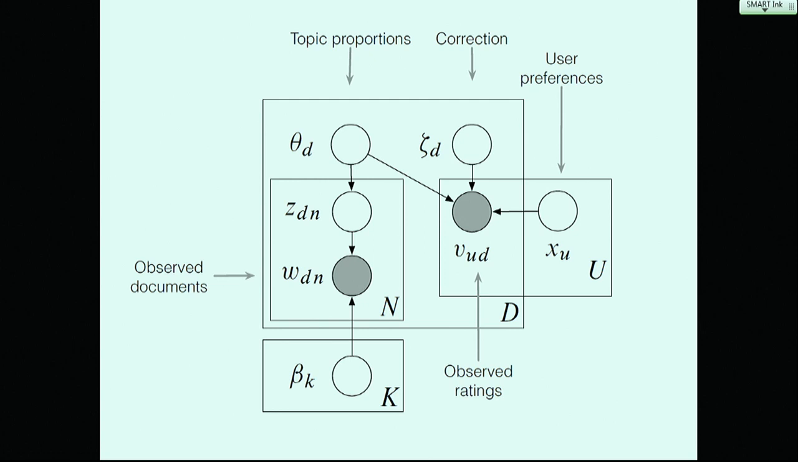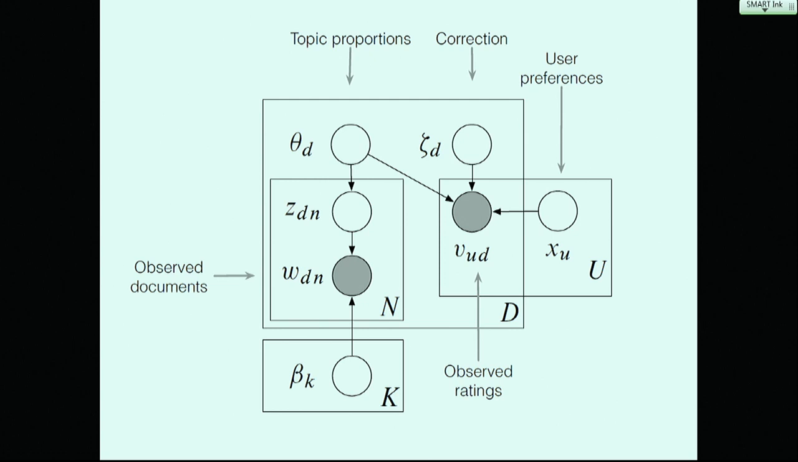Then we have this other plate, U. U is users. And in U, there's V_UD and X_U. V_UD represents the vote. It's whether or not user U has document D in her library. That's V_UD, a binary variable, say, but it could be a rating, it could be anything. And then X_U is the preferences of user U. X_U is what user U likes.